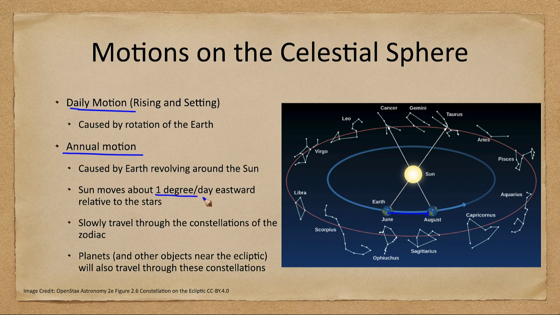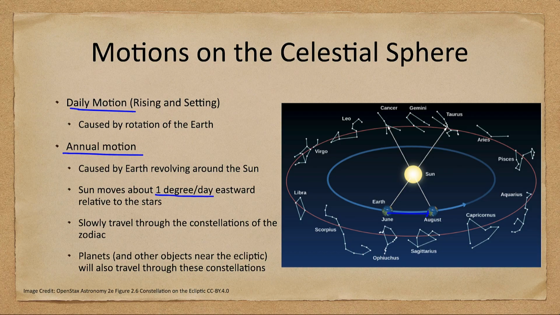The sun moves by about 1 degree per day eastward relative to the stars, and will slowly move through the constellations of the zodiac, taking about 1 month to go through each constellation, although that varies depending on the size of the constellation and the exact positioning. Planets and our moon will also travel through these constellations.